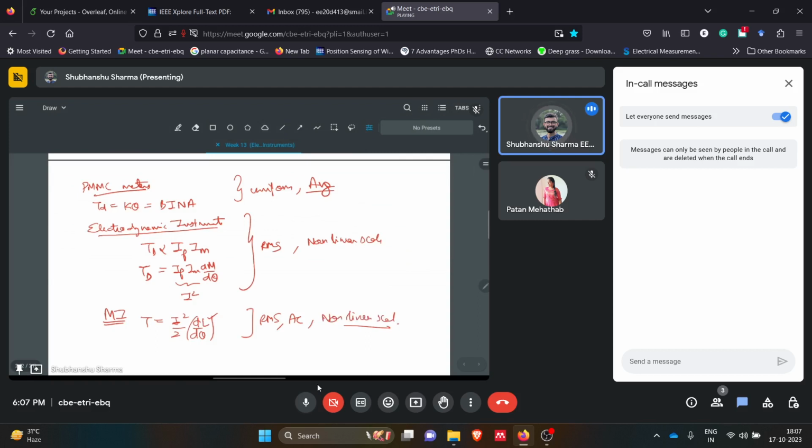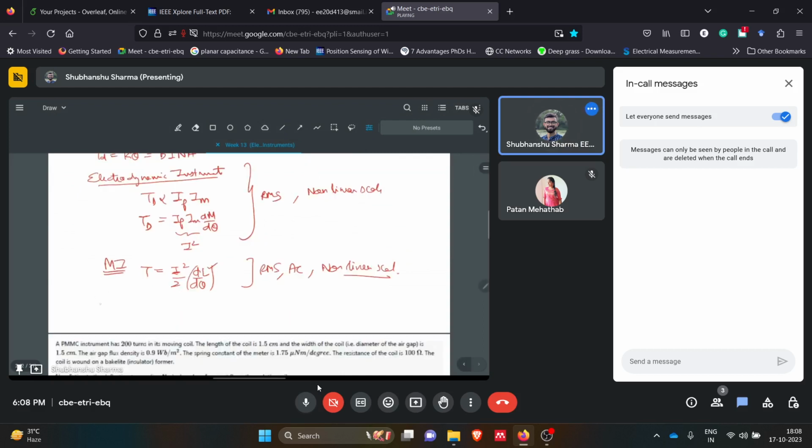Then we talked about electrostatic instruments. That is based on the capacitive principle of two discs basically. The charge accumulated on each of the discs, based on that we calculate how much deflection torque is happening. For electrostatic instruments, TD equals half dC by d theta V square. So this was directly proportional to the square of the voltage of the signal applied. So this was electrostatic.